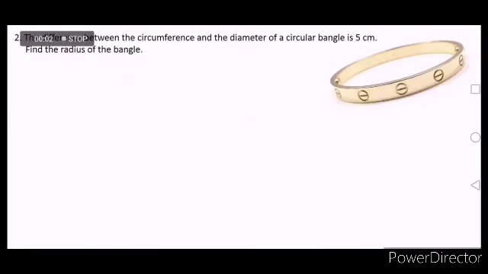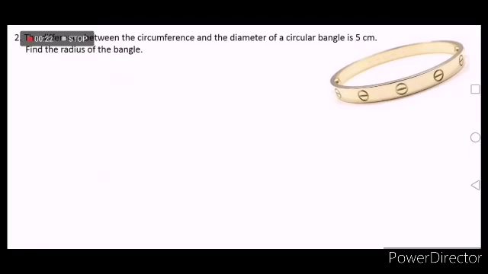The difference between the circumference and diameter of a circular bangle is 5 centimeters. So, a bangle is an accessory used by ladies, no? And they usually put it on their wrist. That's according to Google, of course. Because I was not really familiar with a bangle at first.